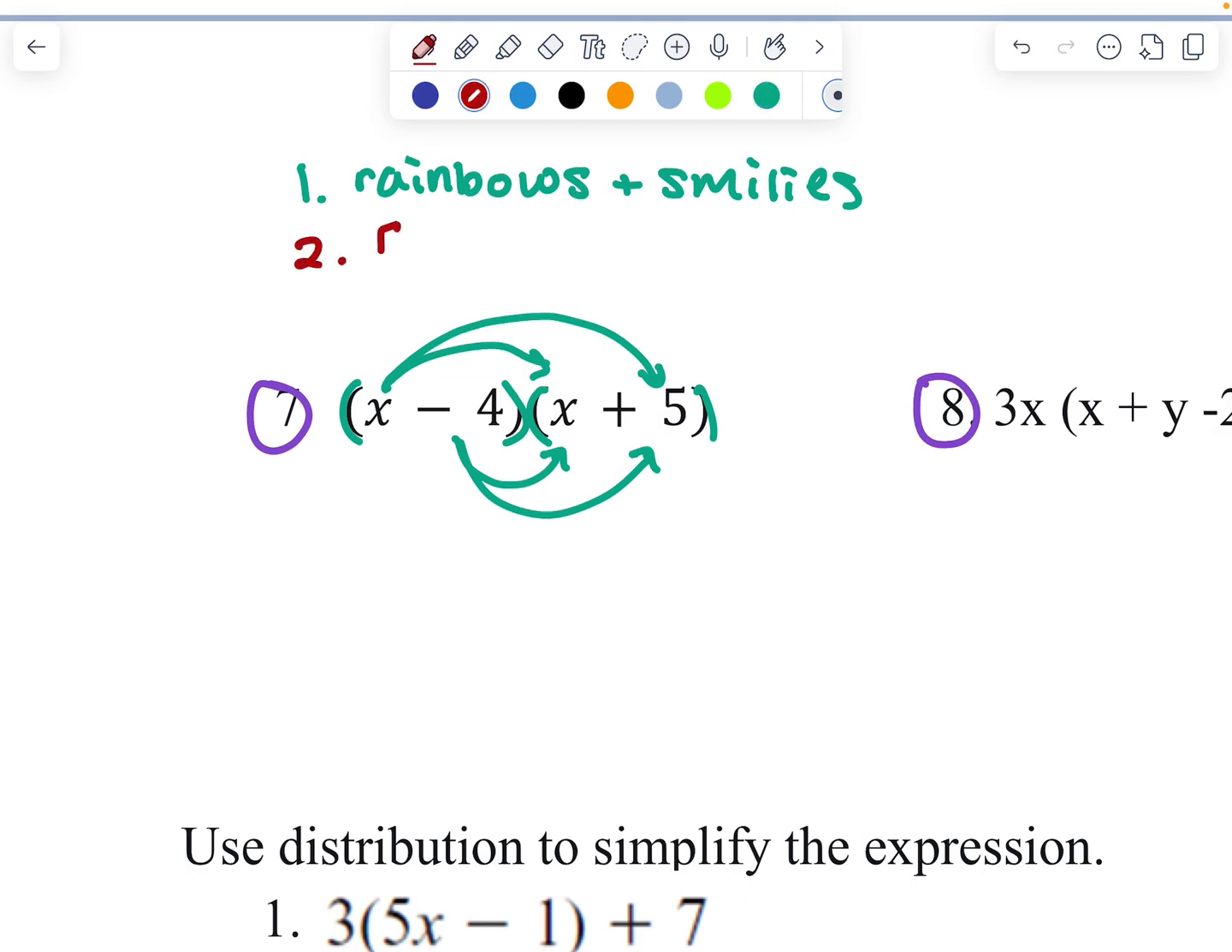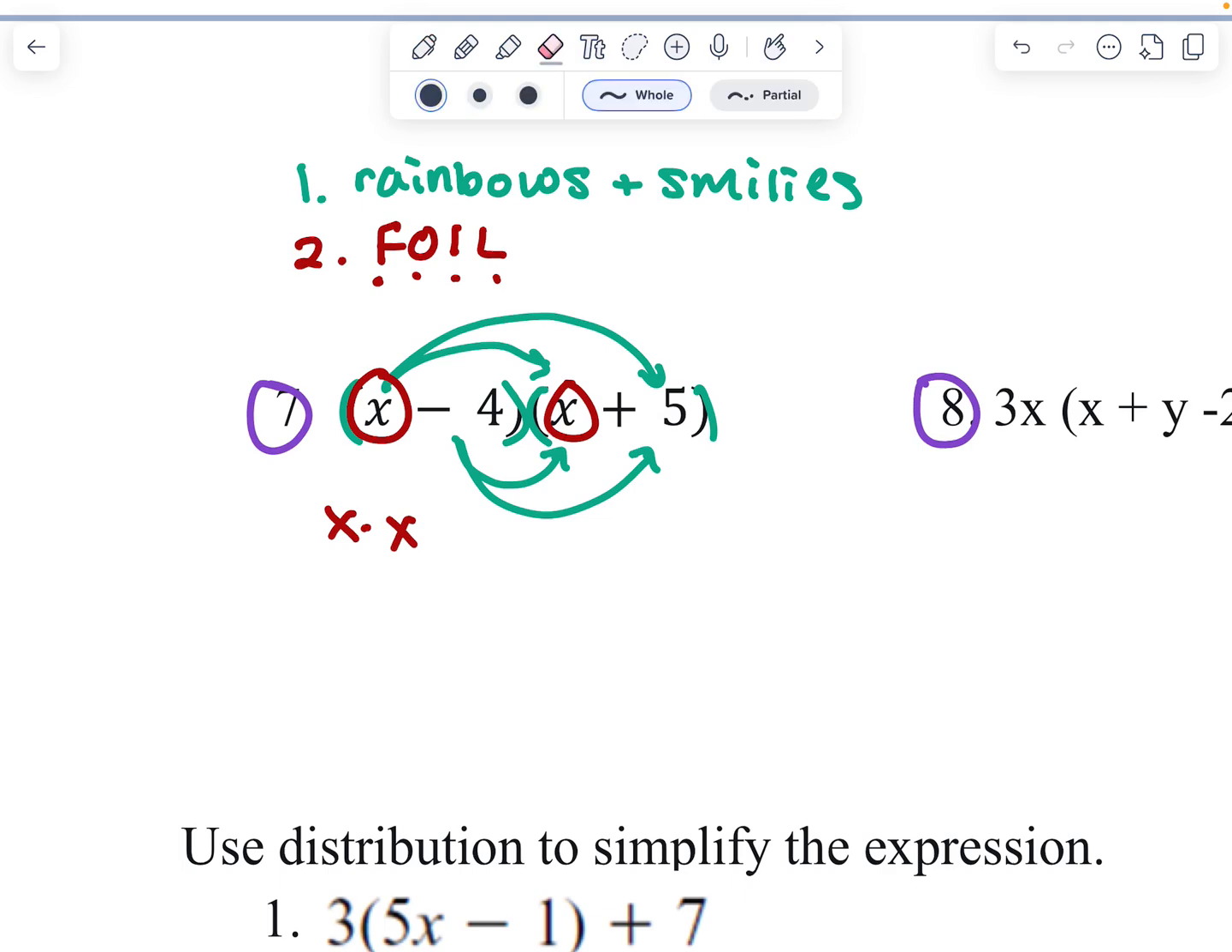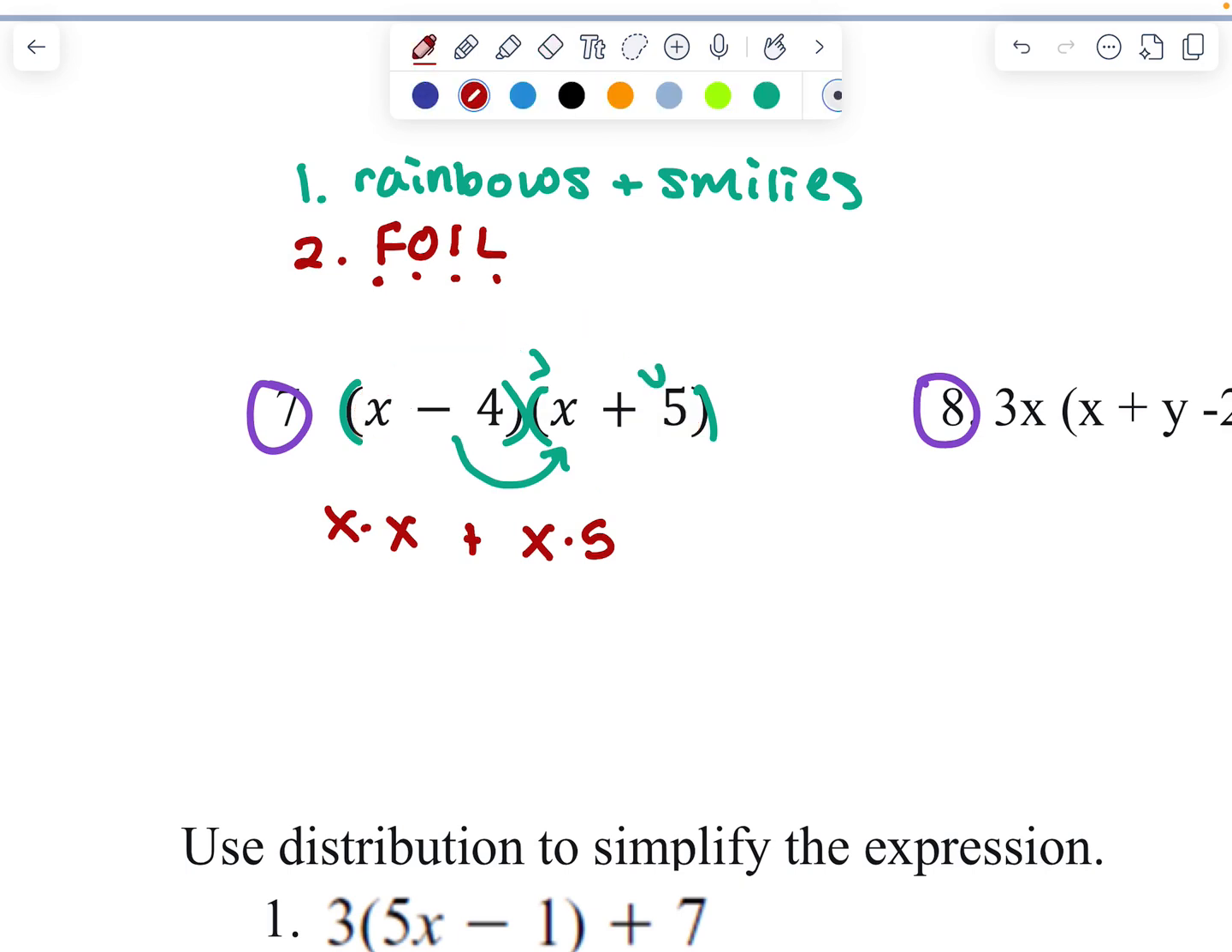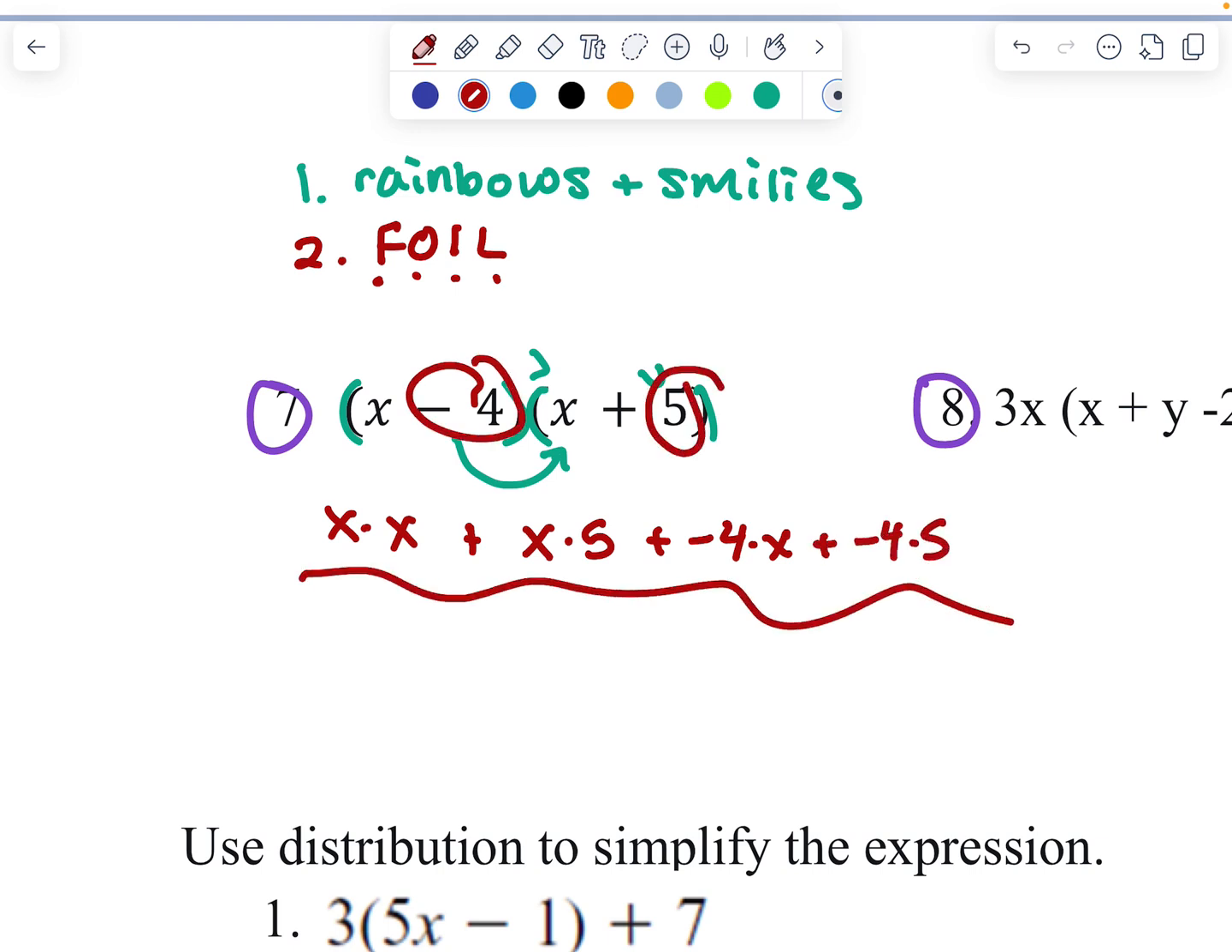Another way is by using FOIL. This stands for first, outside, inside, last. So here are the firsts. So you do X times X. Then the outsides. So that's the X and the 5. X times 5. And then the insides, which would be -4 and X. So -4 times X. And then finally the lasts. -4 and 5. And then you're adding all those up.